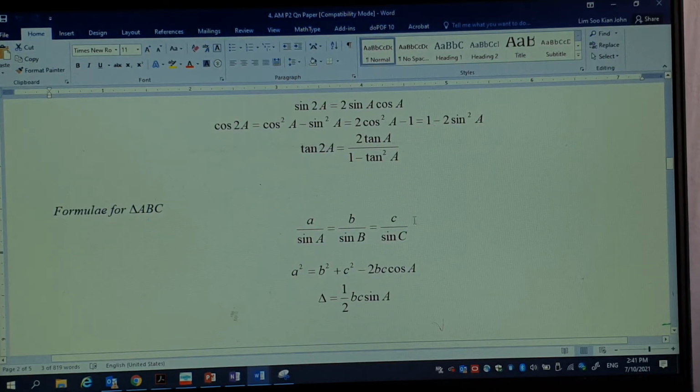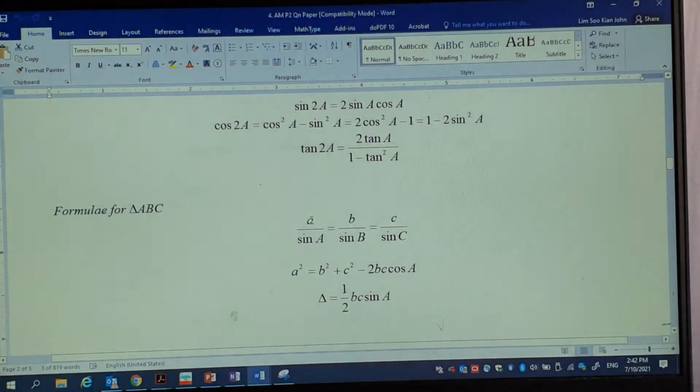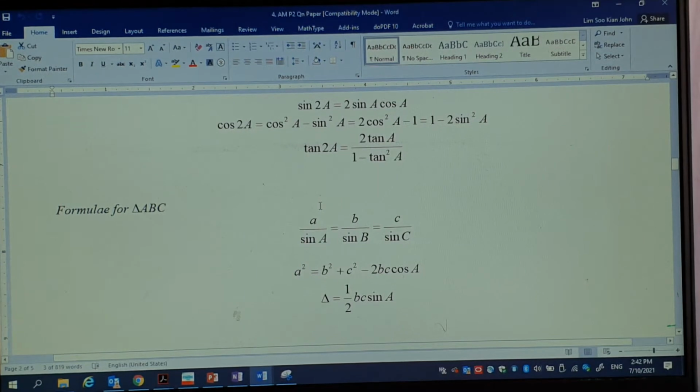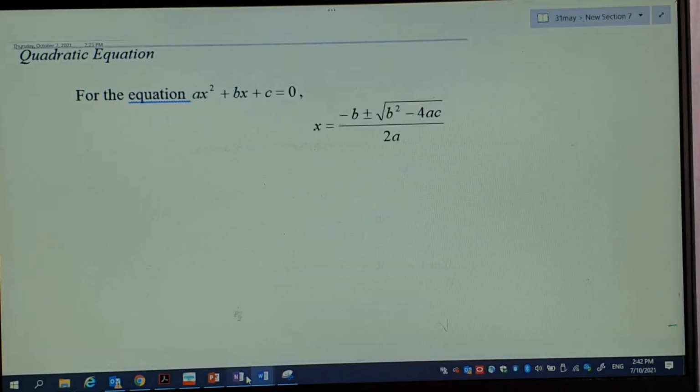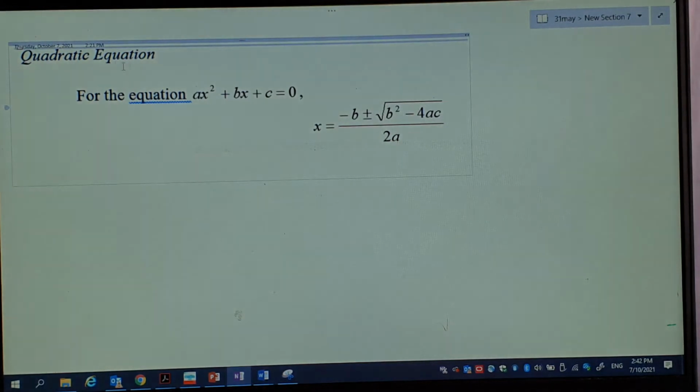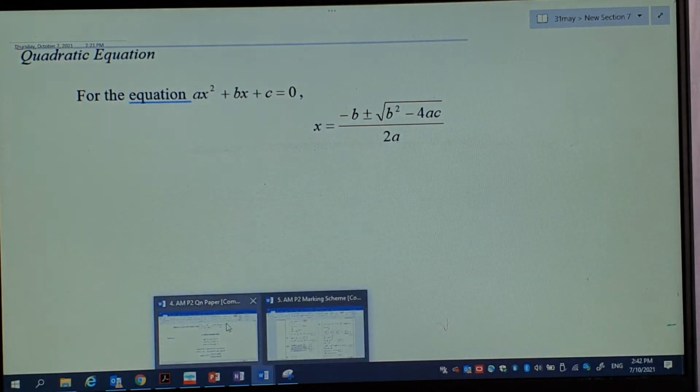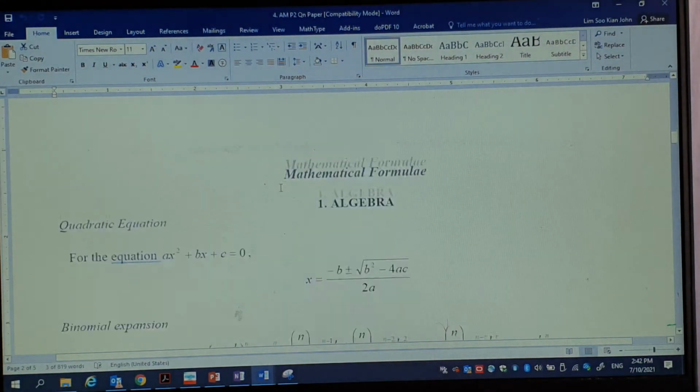They will also give you this set of formulae, meaning to say, ladies and gentlemen, your sine rule, your cosine rule and your half ab sine C formula. You cannot forget that formula, because you might be asked to apply it in A Maths. I'll show you an example in a later video, not this video. Okay, let's start now.